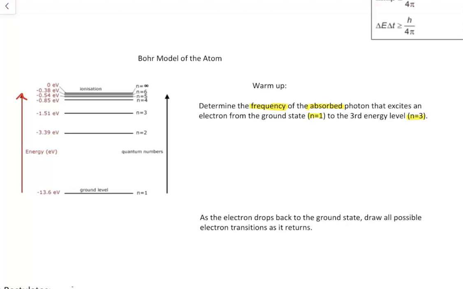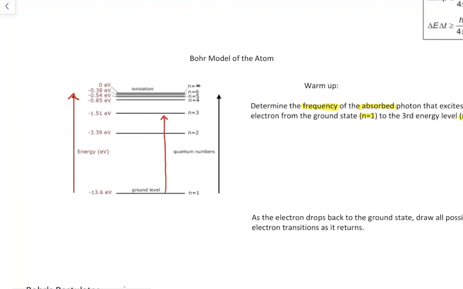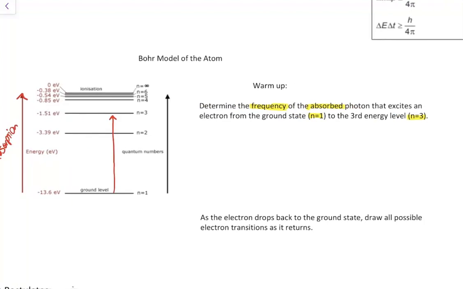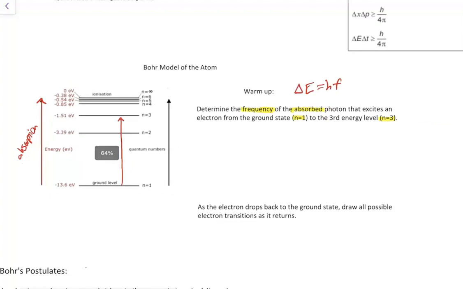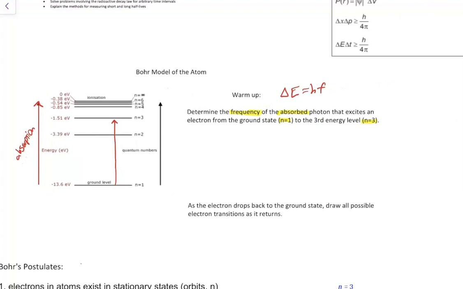It already says it's getting excited, so it kind of gives you some hints on the direction, because it's going from 1 to 3, and we know it's absorption. We also know that this photon that came in has a specific energy, E equals hf, and that is going to be equal to the change in the energy level. So go ahead and begin solving this problem. You have all the information, at least for, let's say, part A. I'm going to pause this video, and I'll show you the answer in a little bit.